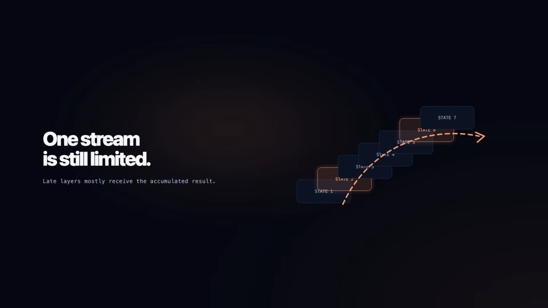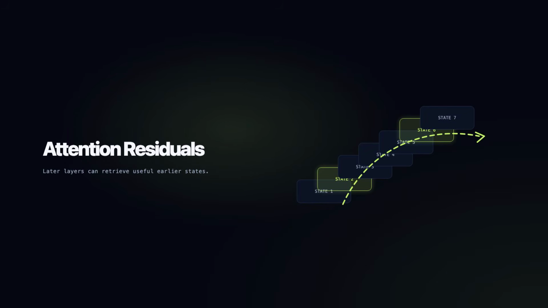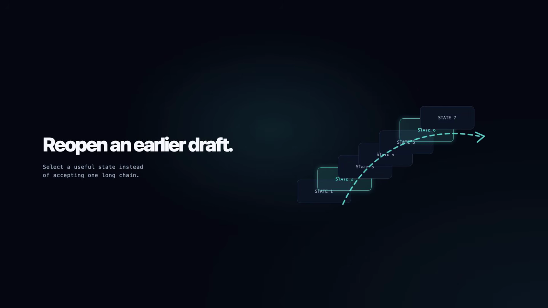But in a very deep model, a standard residual stream still has limitations. A late layer mainly receives the accumulated result of everything before it. It cannot easily choose a specific earlier state that contains the information it needs. Kimi K3 uses attention residuals to make this flow more selective. Later layers can retrieve information from earlier residual states instead of relying only on the immediately previous representation. It is like editing a document while still being able to reopen important earlier drafts. The model does not need to accept one long chain of increasingly modified information. It can selectively bring useful signals forward.